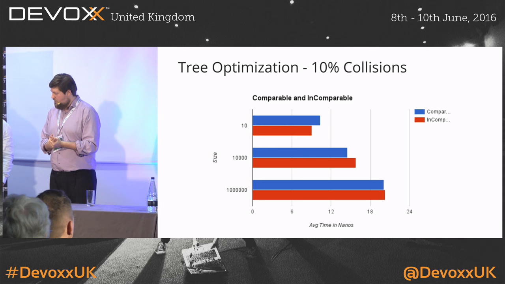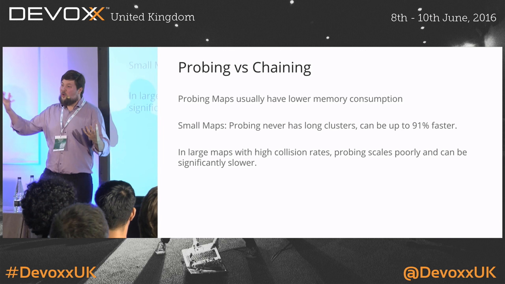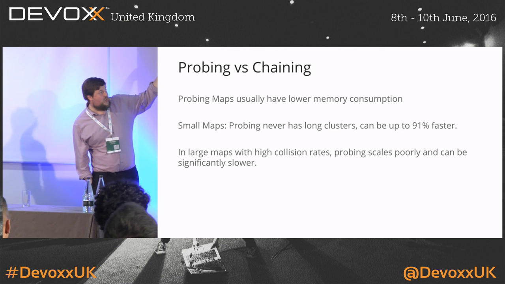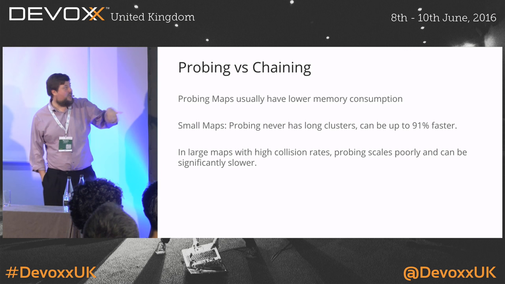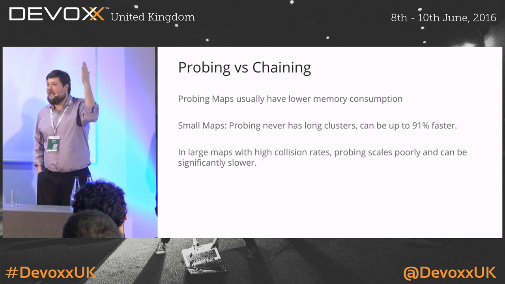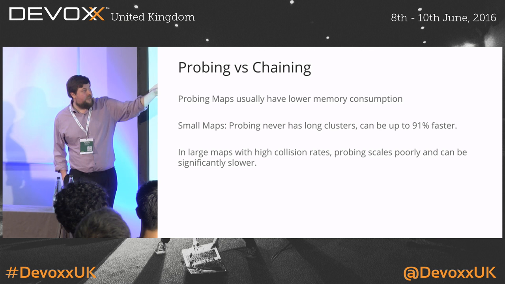Another thing that people often debate is the idea of, is probing or chaining faster? It's almost become like a Vi versus Emacs debate, where everyone's religious on their own side. Probing HashMaps do usually end up having lower memory consumption because they don't have to support these linked list or tree-based backing stores. What I noted was when you had smaller HashMaps and HashMaps with fewer collisions, you didn't get these long cluster chains where you try and probe and it fails and collides and collides and collides. So they end up being quite significantly faster in some cases.